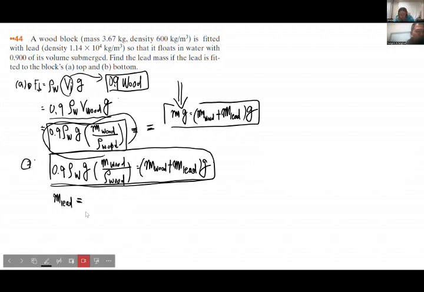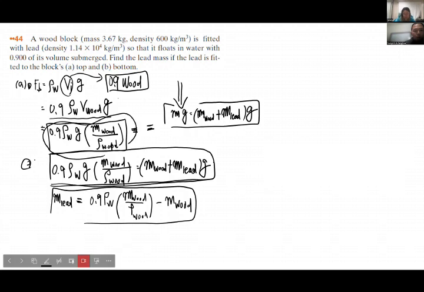I got 0.9 times density of water, parentheses, mass of wood over density of wood, minus mass of wood, equals mass of lead. So 0.9 times density of water, and then parentheses, mass of wood over density of wood, minus mass of wood. Okay, perfect. So that is the formula from the equation above, right? Then the next step is just to plug in the numbers.